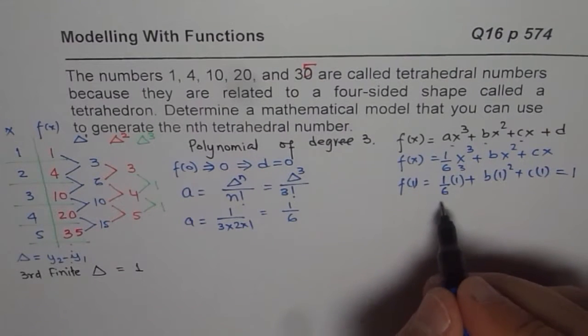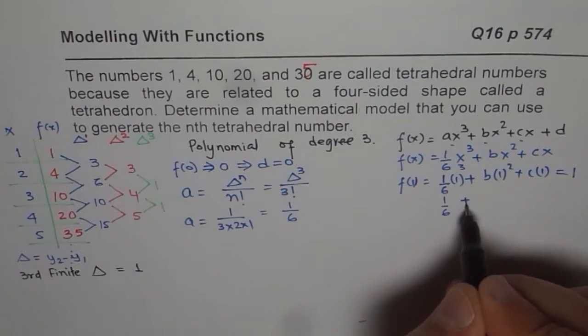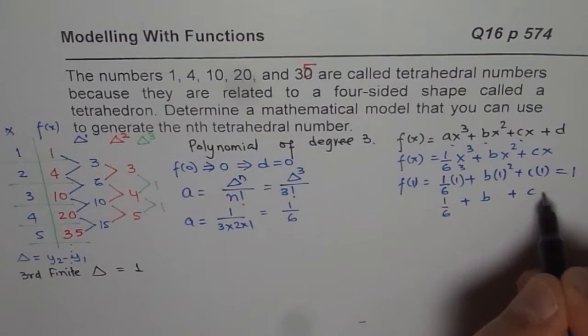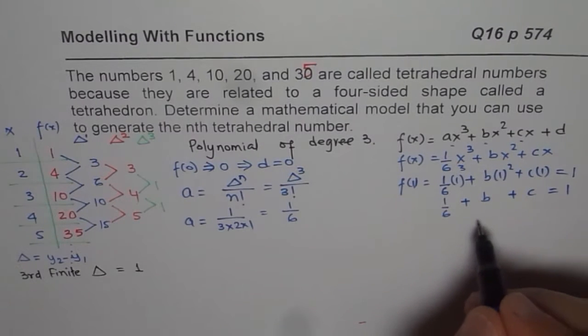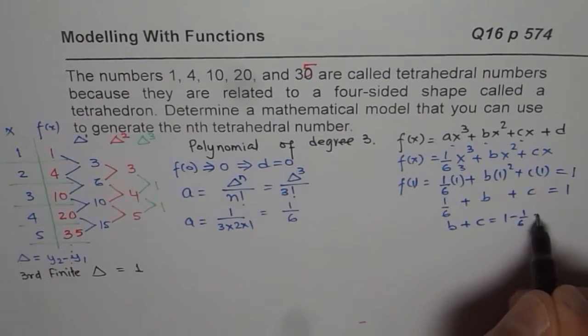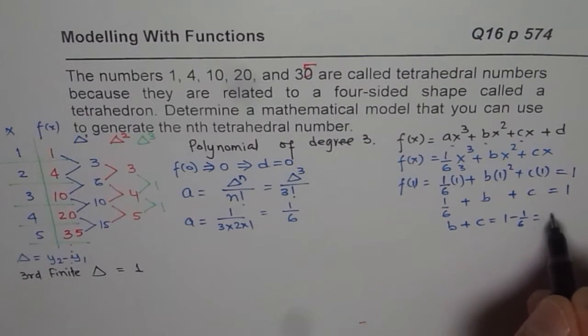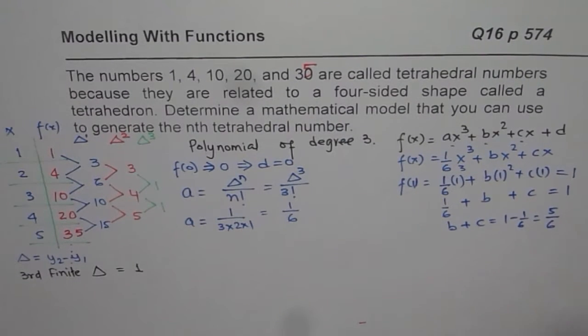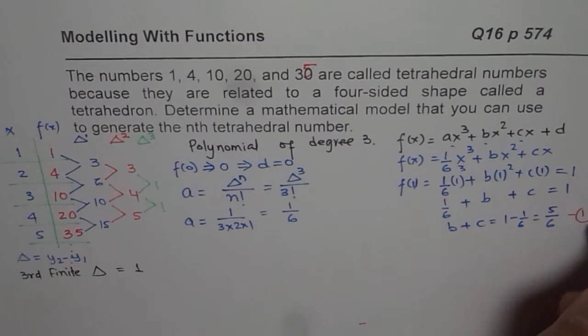So that gives us an equation, 1 over 6 plus b plus c equals to 1, or we can say b plus c is equals to 1 minus 1 over 6. That is 6 minus 1, or 5 over 6, correct? So we'll say, let this be equation number 1 for us.